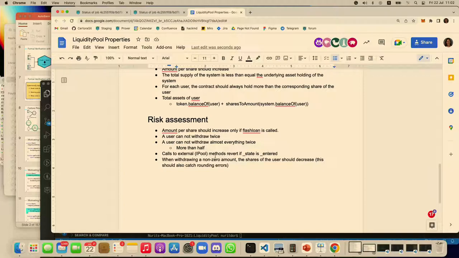Call to external, revert if state is entered. Yep, exactly. So this actually checks our callback, right? When withdrawing a non-zero amount, the shares of the user should decrease. When withdrawing a non-zero amount, the shares, yes, definitely.